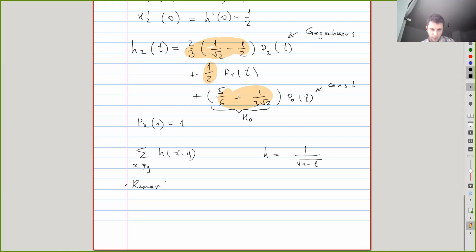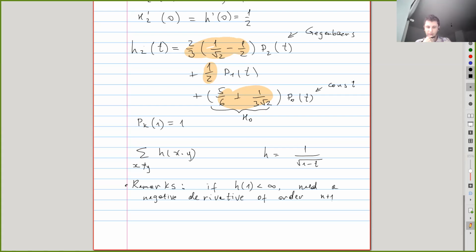So you may ask, very well, now what if my interaction does not blow up at points that are close by? So if, let's say, h of 1 is less than infinity, you need a negative derivative. So I'll write down some homework examples where you will see how this can come up, right?